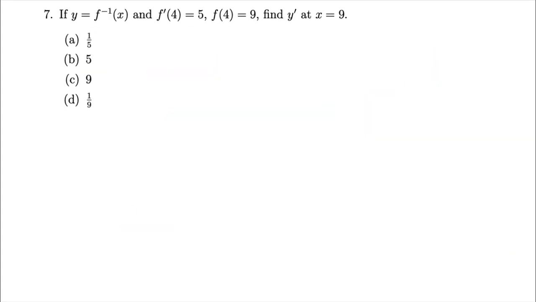Okay, so for number 7, it says, if y equals the inverse of f of x and f prime of 4 equals 5, f of 4 equals 9, find y prime at x equals 9. Okay, so again, we have to be careful with our interpretation here. What we are looking for is the slope of the inverse when the input of the inverse is 9. So let's go ahead and set up the problem again.